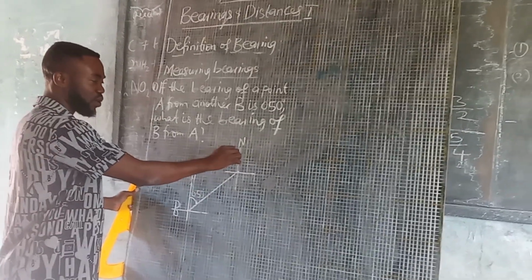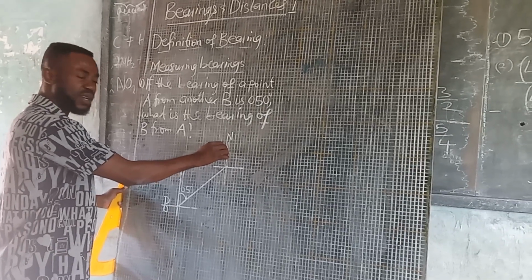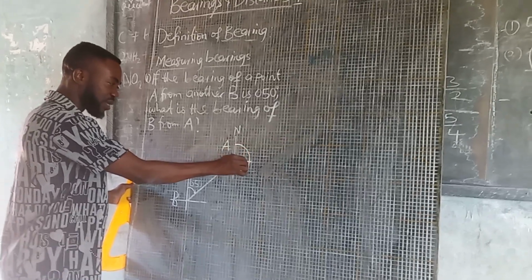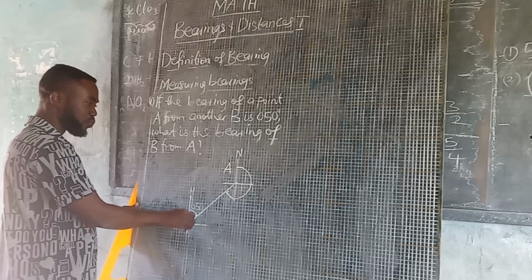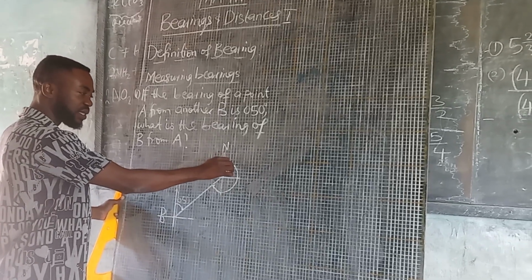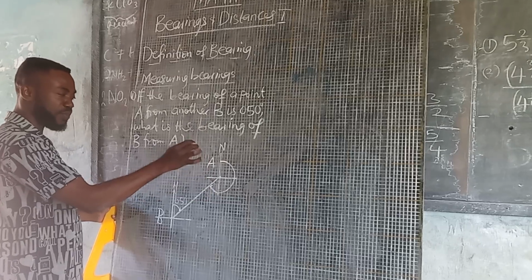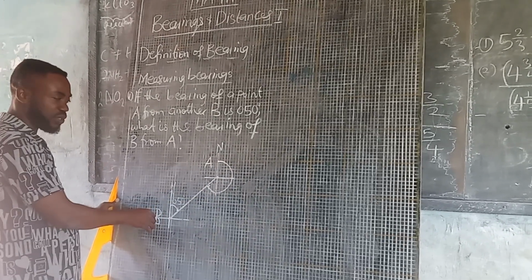Bearing of B from A. It is the angle of rotation from north. Just place your hand at the north. It is measured at the north. From north, a rotation to this line, joining the two positions. You rotate your compass or your pencil till this line joining the two positions. This is the bearing.